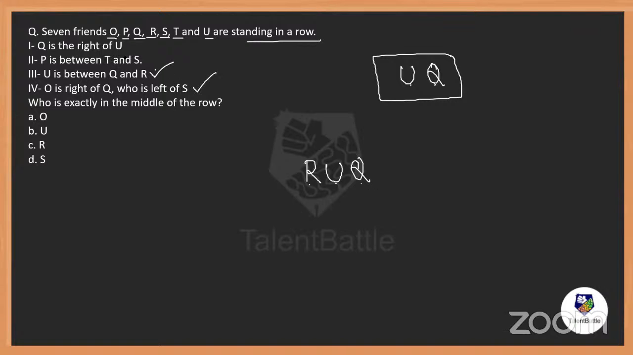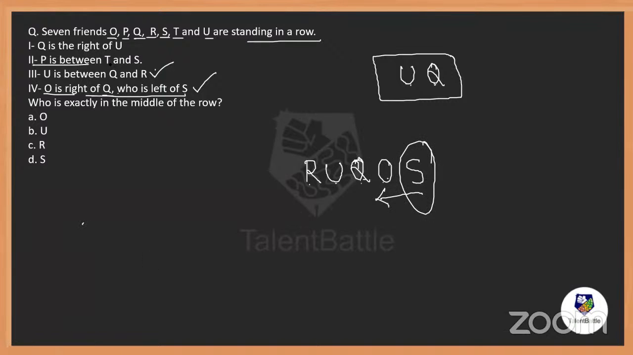Next, already I know the position of Q, so let me take this. O is to the right of Q. Q right side, O should be there. O is to the right of Q, who is to the left of S. Q is to the left of S. Left of S means what? S should be this side. Already O is to the side, so left of S means S can be anywhere this side. Then Q should be to the left of S.